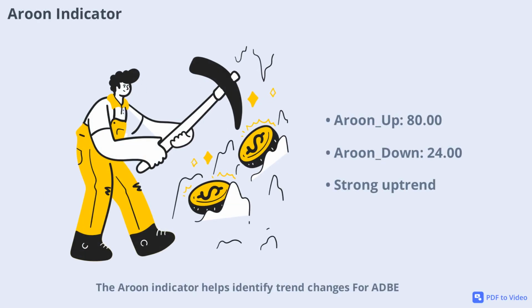The Aroon indicator helps identify trend changes. For ADBE, Aroon up is at 80 and Aroon down at 24, resulting in an Aroon oscillator value of 64.29. This suggests that a strong uptrend is currently in place, with recent highs being made more frequently than lows. The Aroon indicator is particularly useful for spotting the early stages of new trends.